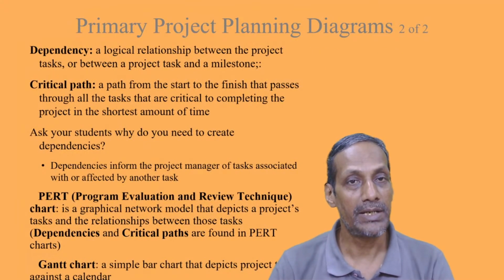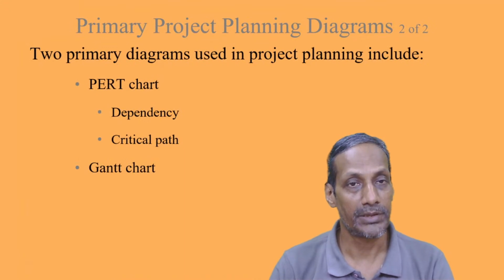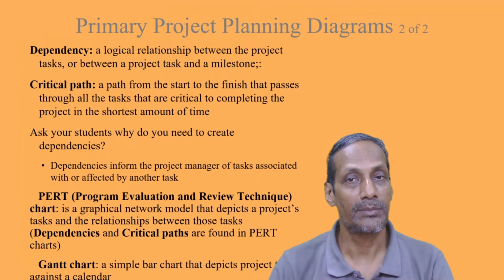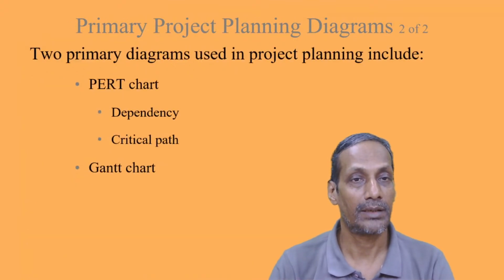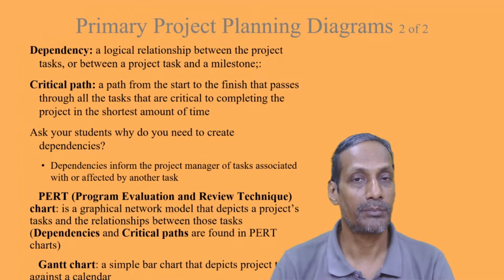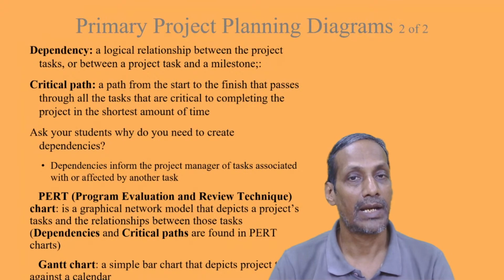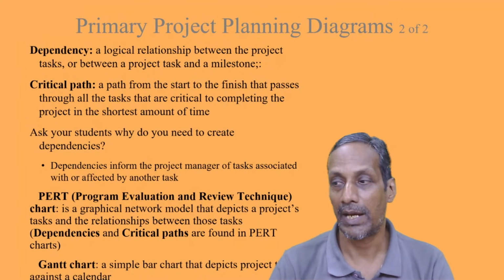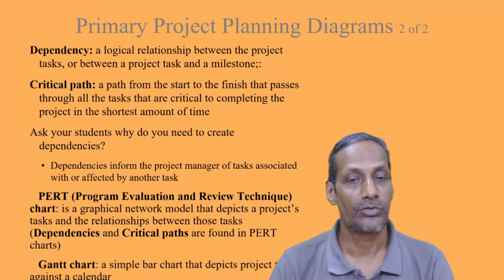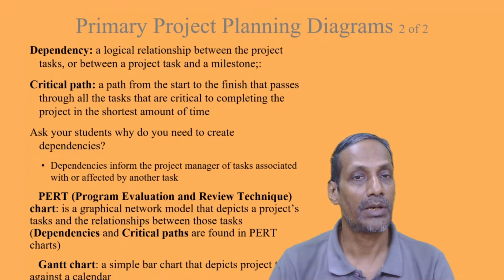So the dependency in a PERT chart is basically a logical relationship between the project task or between a project task and a milestone. And the critical path is nothing but a path from the start to the finish that passes through all the tasks that are critical to completing the project in the shortest amount of time. PERT means Program Evaluation and Review Technique chart. It's a graphical network model that depicts a project's tasks and the relationship between those tasks. So dependencies and critical paths are found in the PERT chart, and a Gantt chart is nothing but a simple bar chart that depicts project tasks against a calendar.